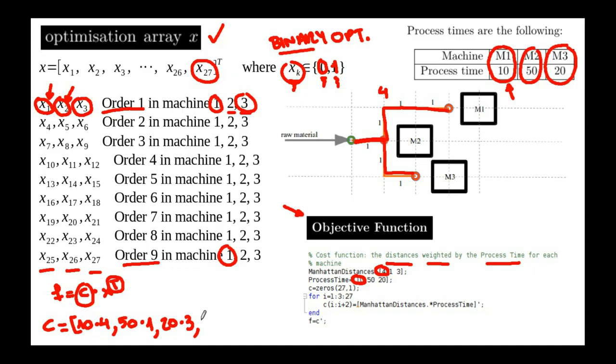What about C4? This is the fourth element. C4 is the coefficient that multiplies x4, and x4 means order 2 in machine number 1. Order 2 in machine number 1. Let's have a look at machine number 1. It has a process time of 10 and the Manhattan distance for machine number 1, it's again 4.